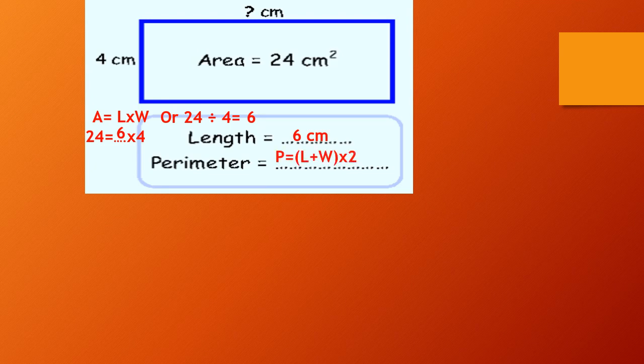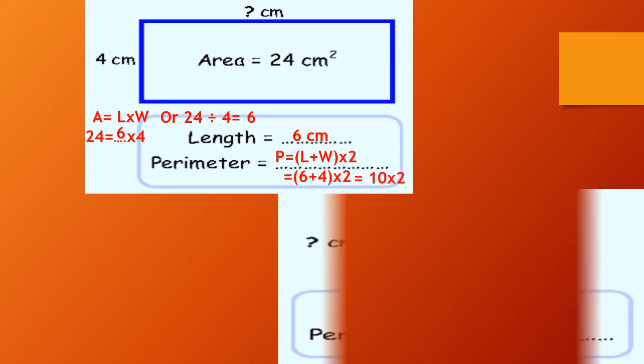The perimeter of a rectangle is length plus width, by 2. 6 plus 4 is 10, by 2 equals 20.